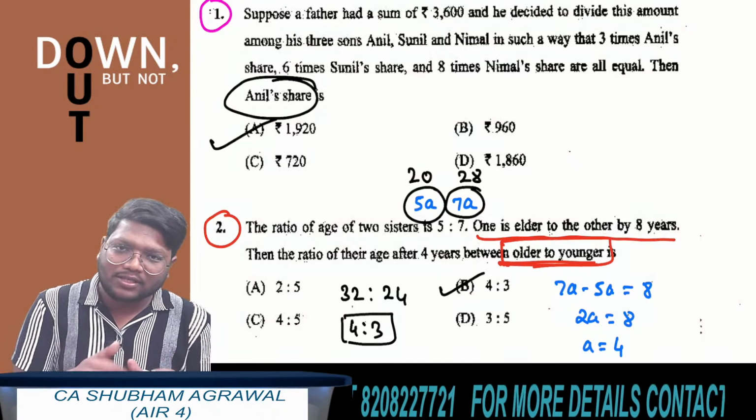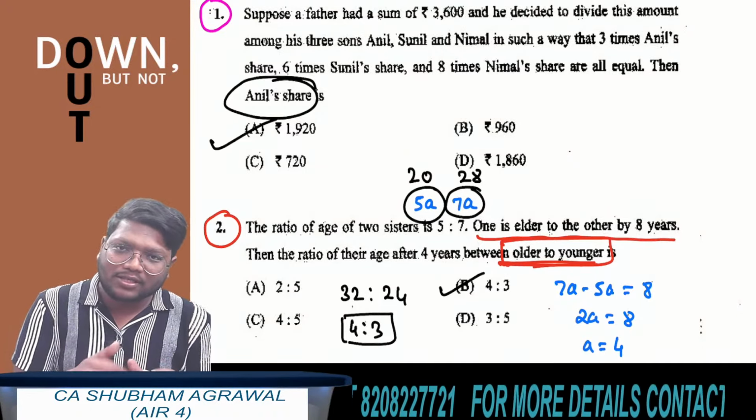Like in this question number 2, you can get the answer directly. You can eliminate options A, C and D directly. So in this question number 2, it will hardly take 5 seconds to get the answer. This question number 3 is also a very simple question. It will take hardly 1 minute to get the answer for this question number 3.